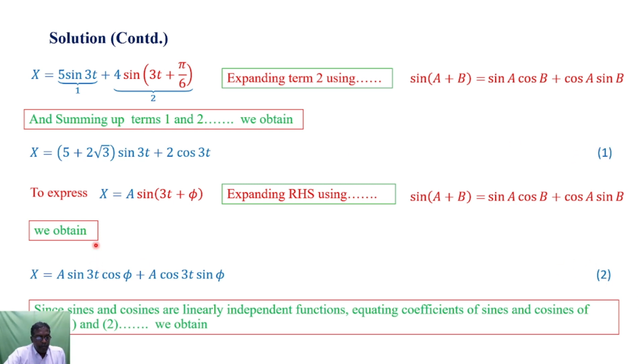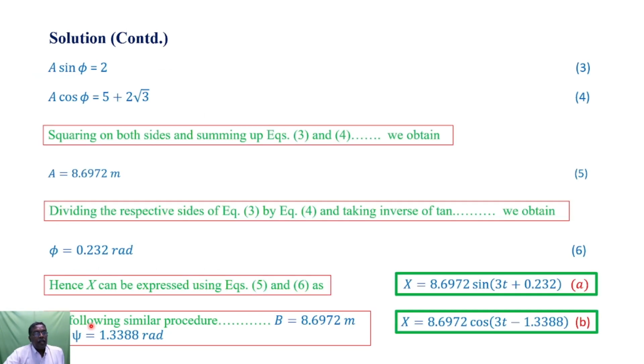Equation 2 is obtained from the required solution. The required form of the solution is x equal to A sin(3t plus phi), which has been expanded using the same trigonometric identity, sin(a plus b), given here as equation 2. Comparing these two equations 1 and 2, where sines and cosines are linearly independent functions, we can equate the coefficients of sines and cosines of equations 1 and 2, from which we obtain A sin phi equal to 2, A cos phi equal to 5 plus 2 root 3, equations 3 and 4.